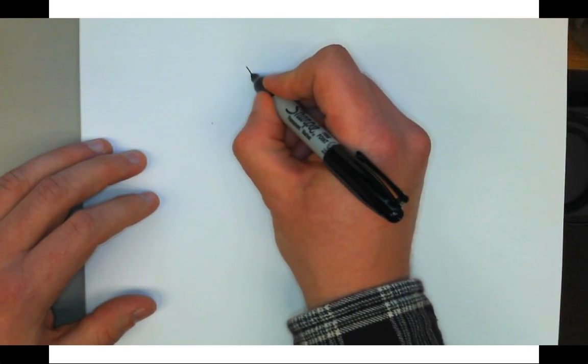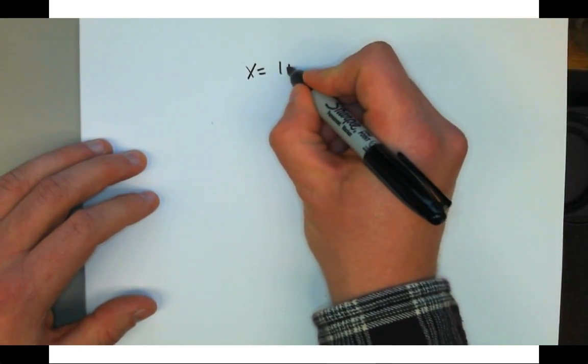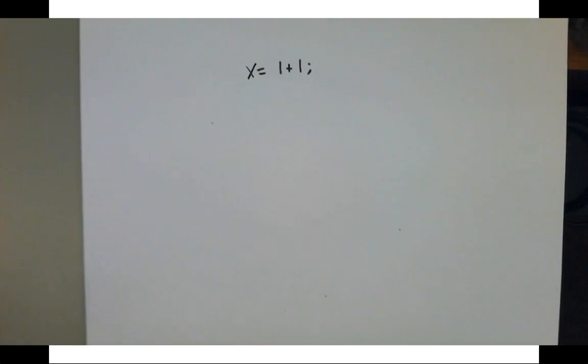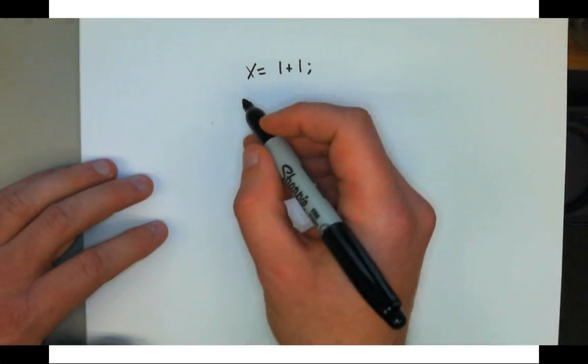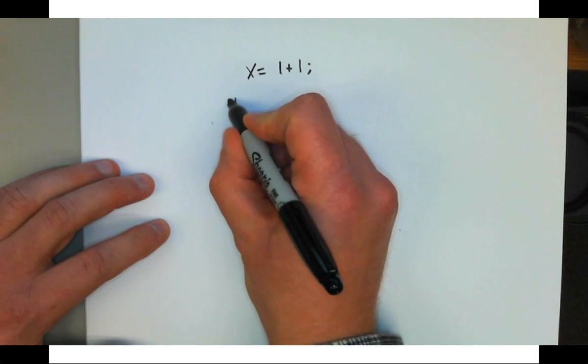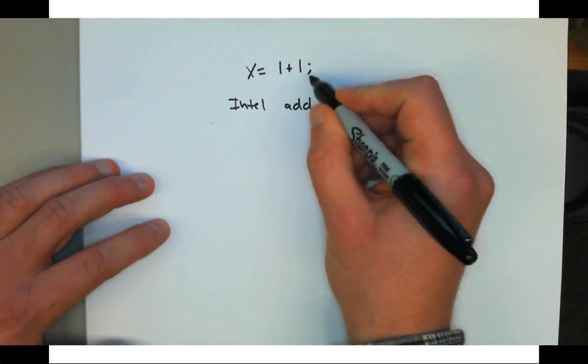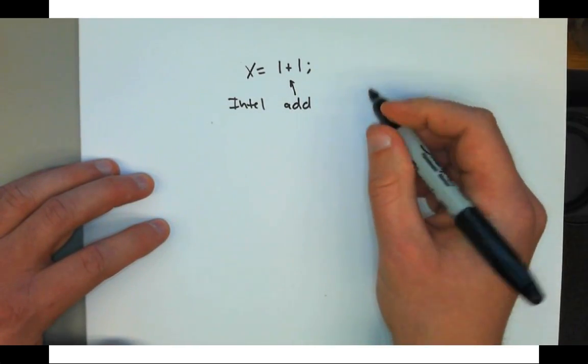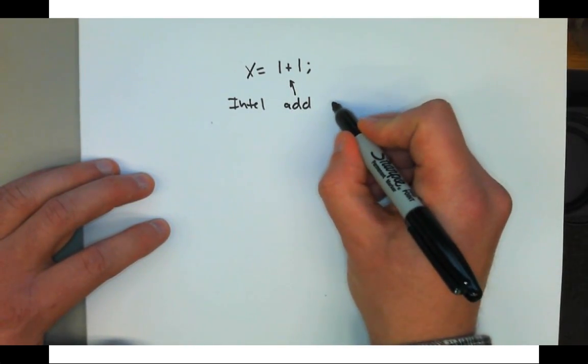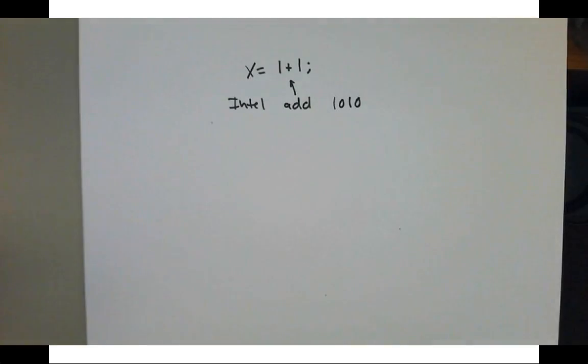If we were going to ask the compiler to compile a statement like this, well, we have to do a little bit of arithmetic, and we also have to move some data into this variable called x. Well, on an Intel machine, okay, the add operation opcode might be something like this, 1010.